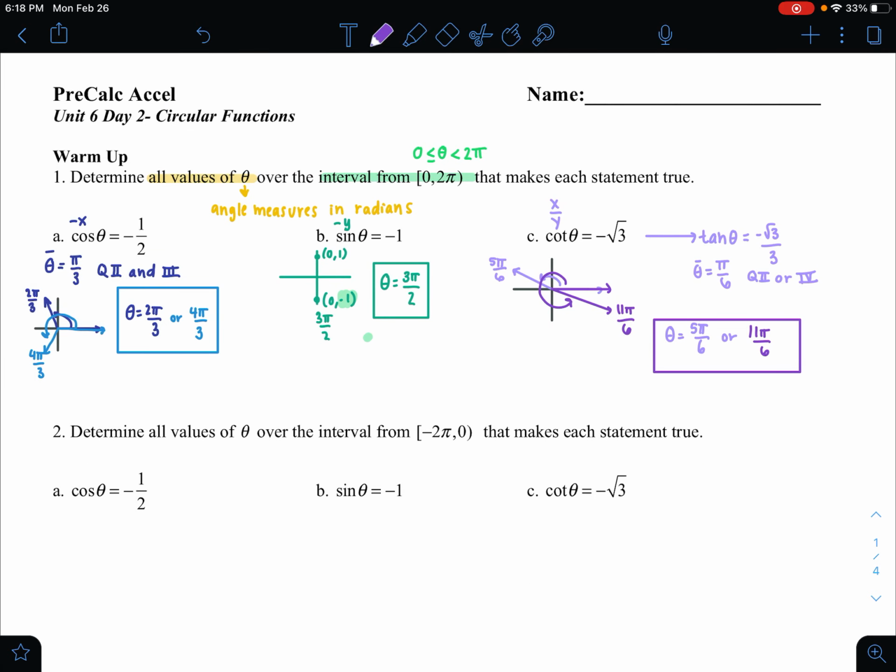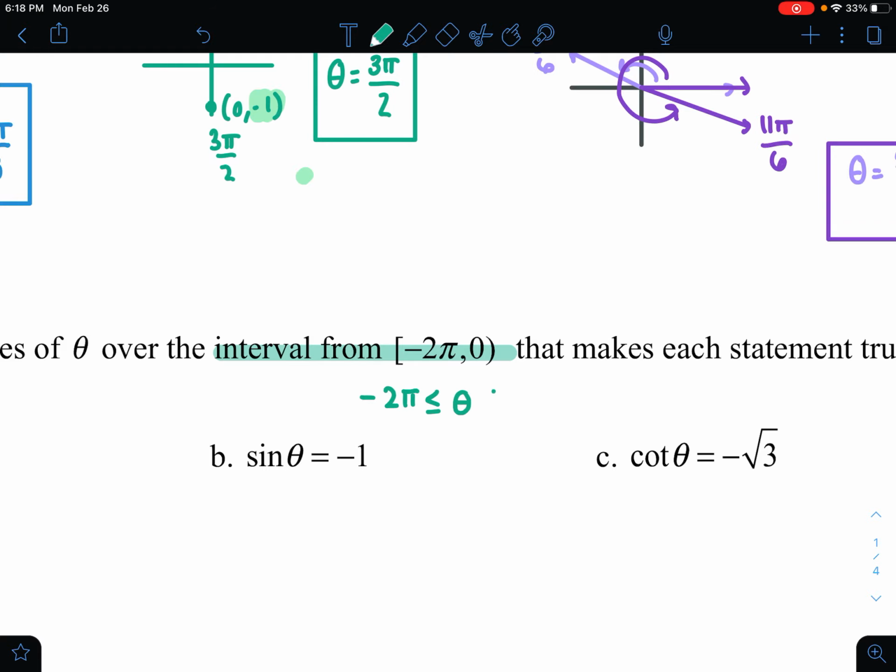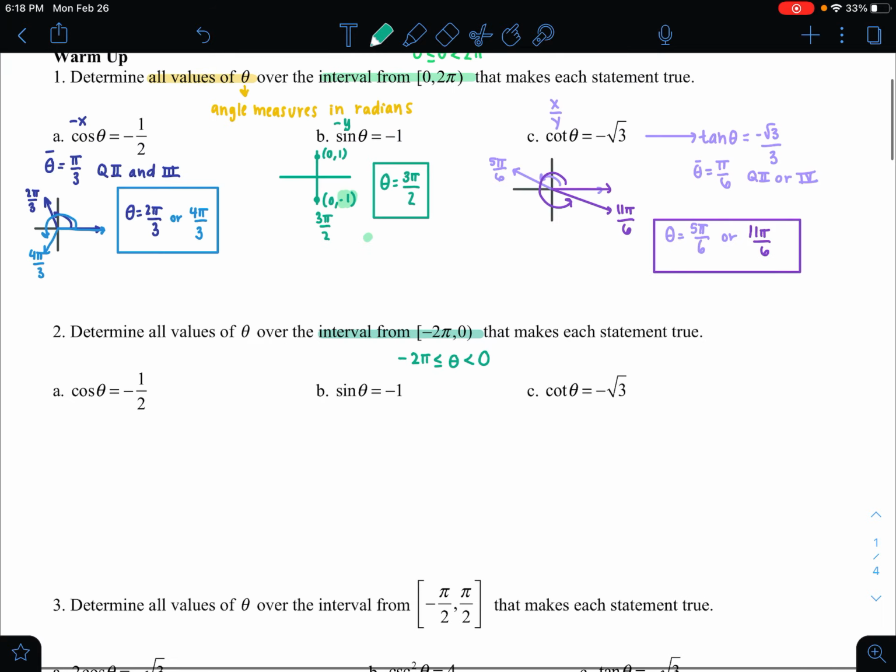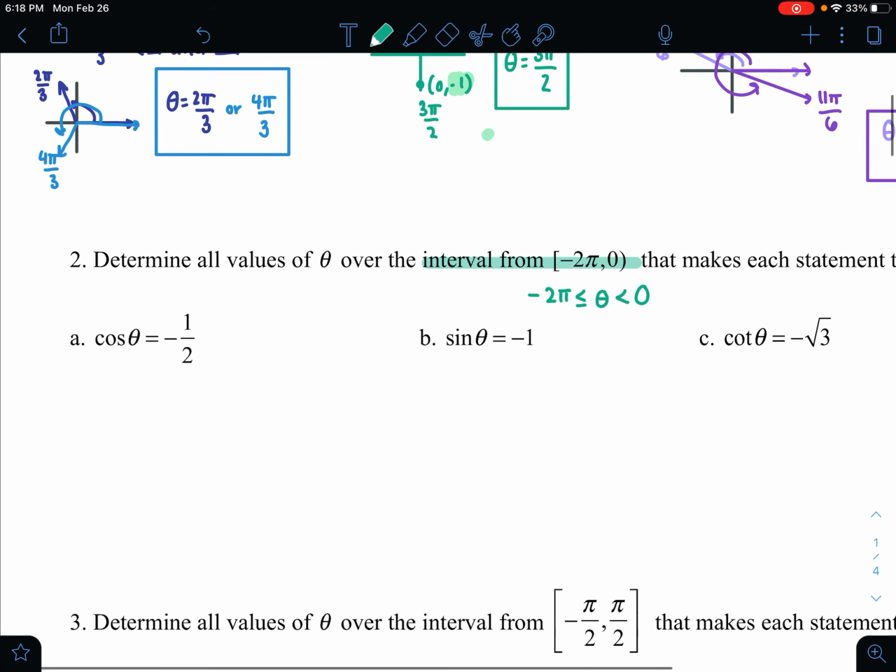All right, now again, we're determining all the values of theta, so angle measures in radians, over the interval from negative 2 pi to 0. So theta will be greater than or equal to -2 pi, but less than 0. So if we look here, we know cosine is x.